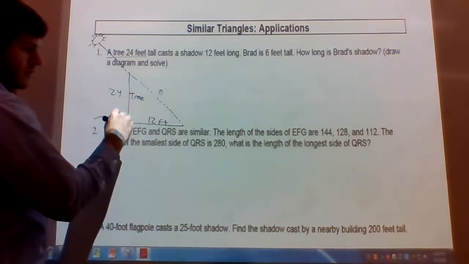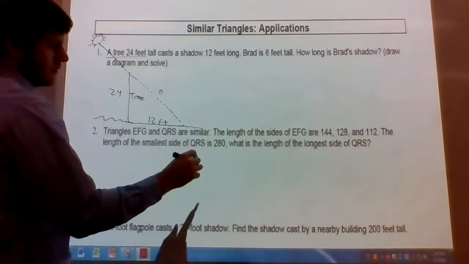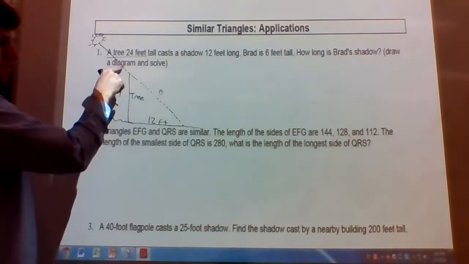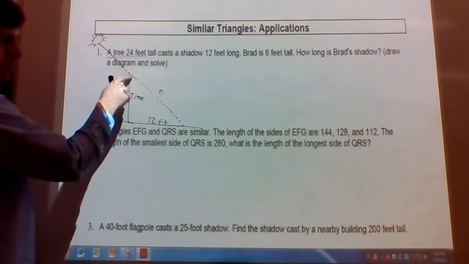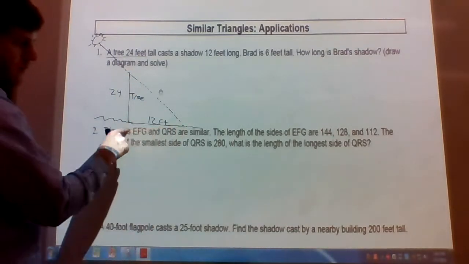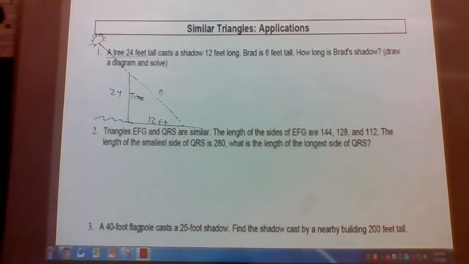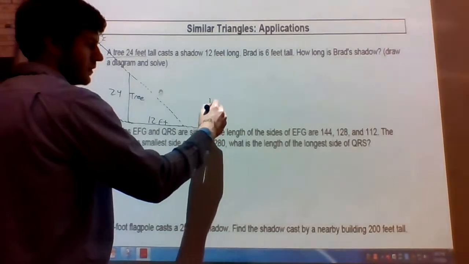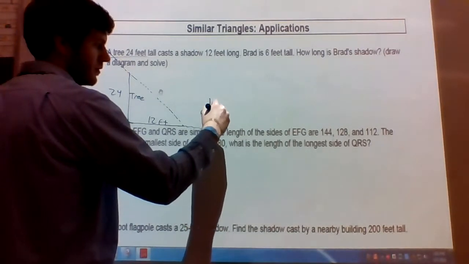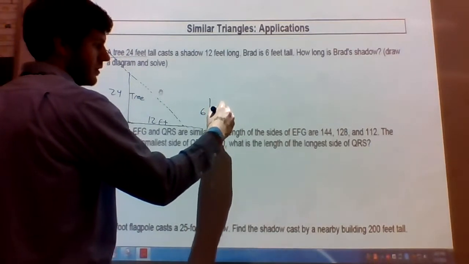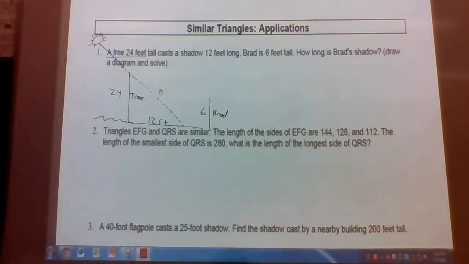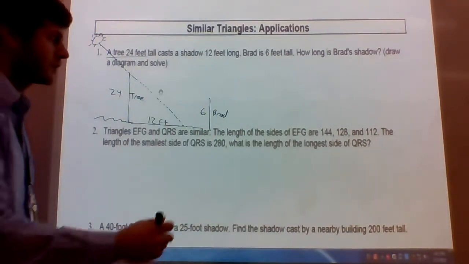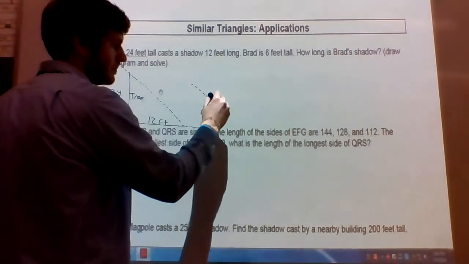So here's the ground. Sunshine comes down. This is the top right above the tree, comes down, hits the ground, and everything on this side is the shadow. Okay. Then we have Brad. He is 6 feet tall. We want to know how long Brad's shadow is going to be.